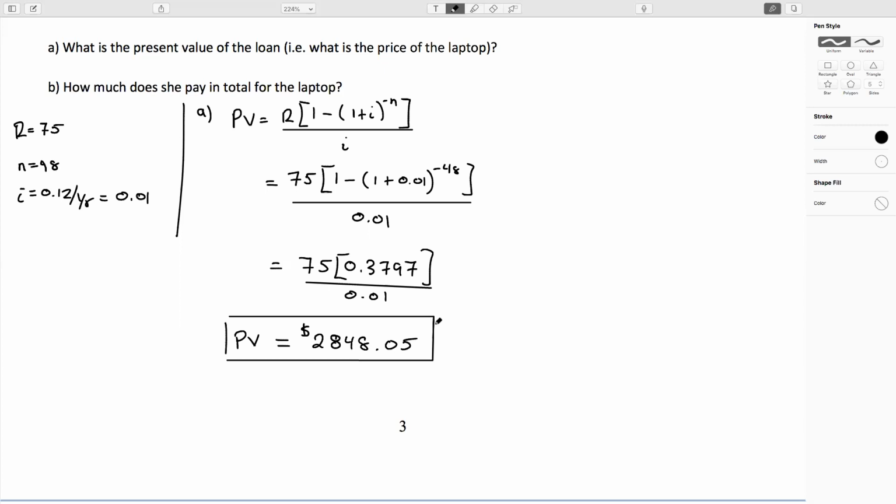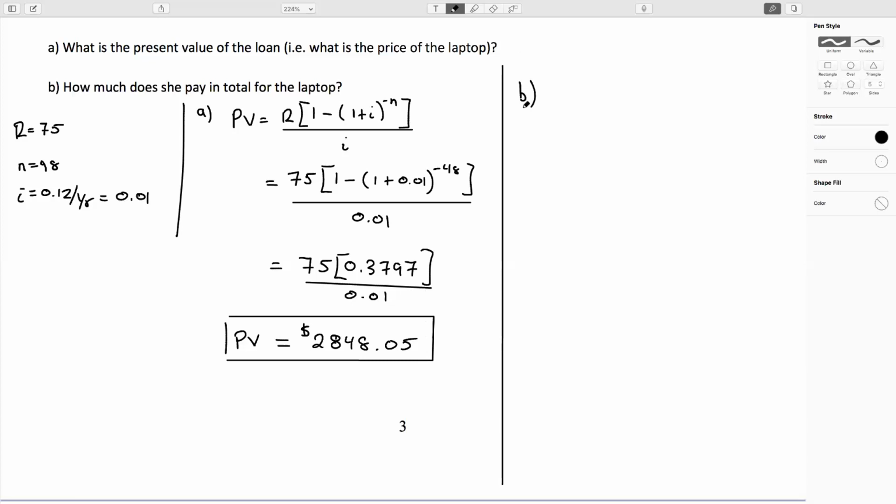That's the difference between understanding the terms and meeting them versus maybe something happens and you aren't able to make your payments, and now suddenly you've got an extra $700 bill. So be very careful with loans. Okay, so we figured out the cost of her laptop, or the price of the laptop. Now part B.